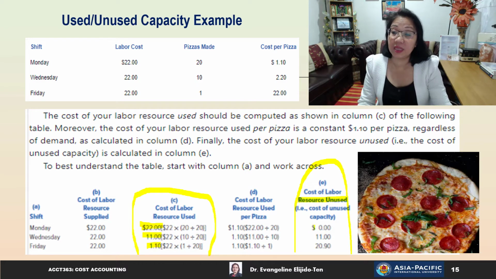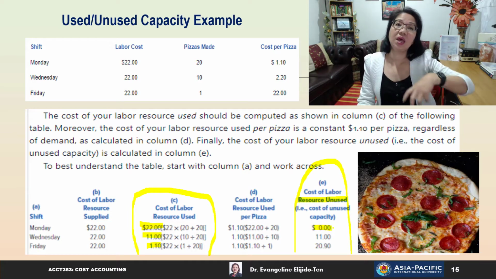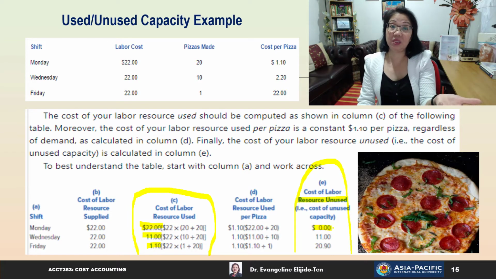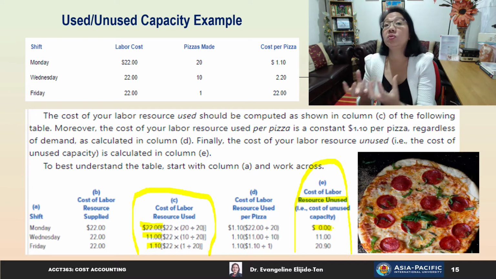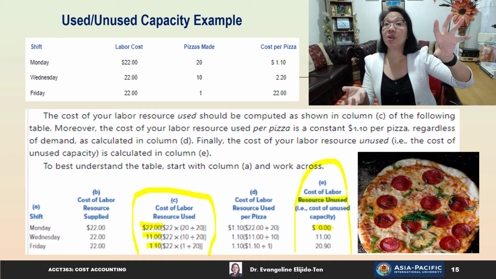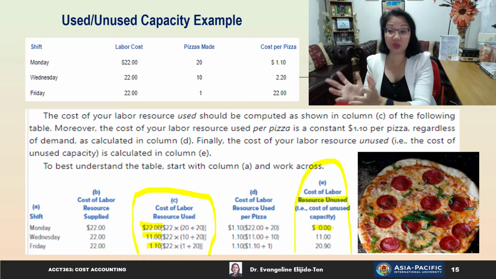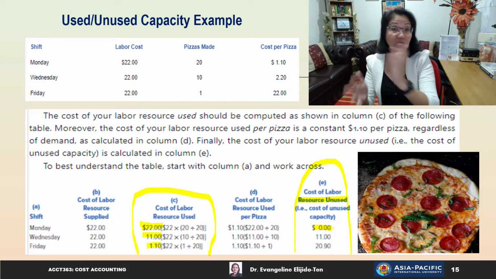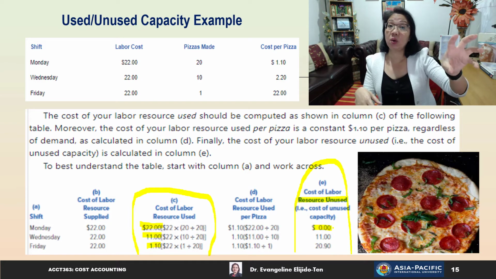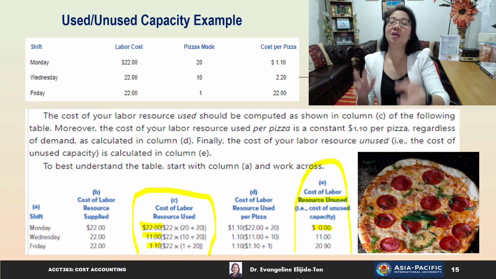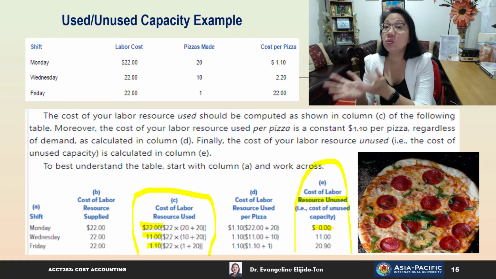But on Wednesday, we've only utilized our resource for 10 pizzas, and so the resource used is $11. But the resource unused was also $11 because our resource supplied was $22. So 22 minus the resource used of $11 equals the unused resource of $11. All right, you can do that with Monday as well. 22 is our resource supplied minus the resource used of $22, and therefore the resource unused was zero.